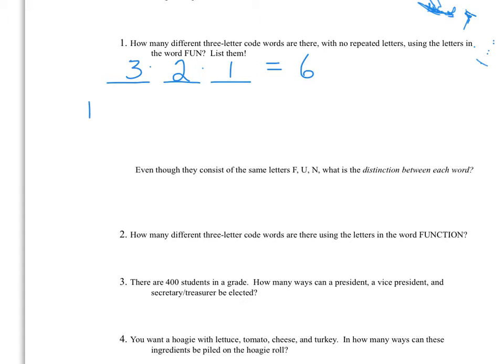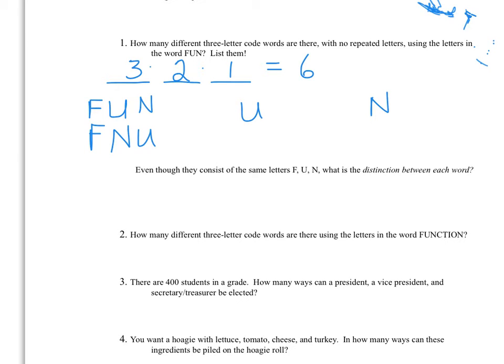We can start with an F, we can start with a U, and we can start with an N. If we start with an F, then I have 2 choices for the second letter. So I could have FU and FN, and then for the third letter, there's not a choice. If I have F, U, then I have to have N. If I have F and then N, then I have no choice but U.